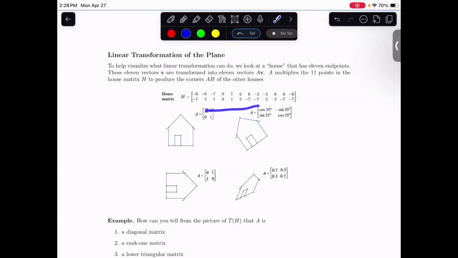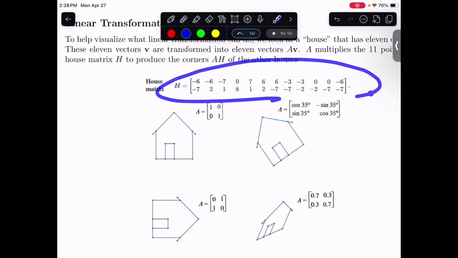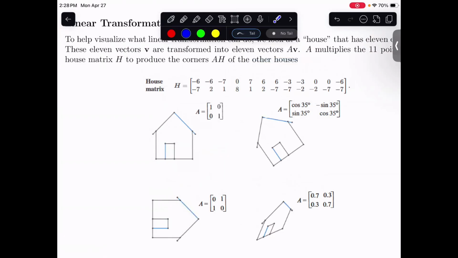So this is the house matrix. These are vectors. The columns give you the vectors that end up determining the parts of the house. For instance, if you have something like 0, 8, it means you're going up. You're at X equal to 0 and Y equal to 8. So you're going vertically like this, and it corresponds to this vector here. Each of these columns corresponds to one of the corners of the house, really.